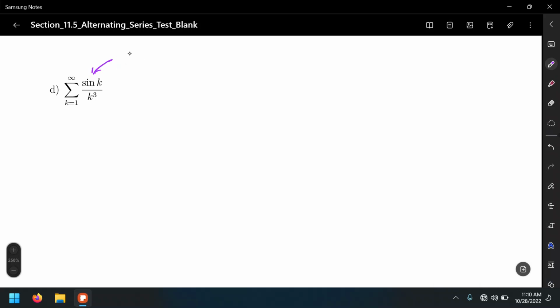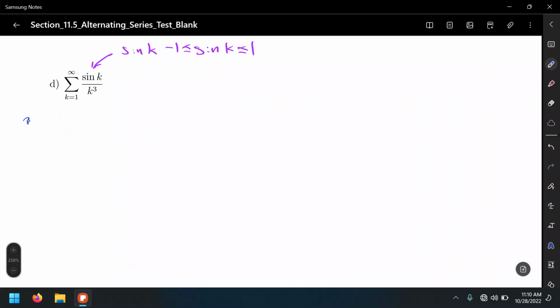That sine k varies between negative 1 and 1, because that's the range of the sine function. Those are the minimum output and the maximum output. So that's what makes it an alternating series, all right? So let's see.